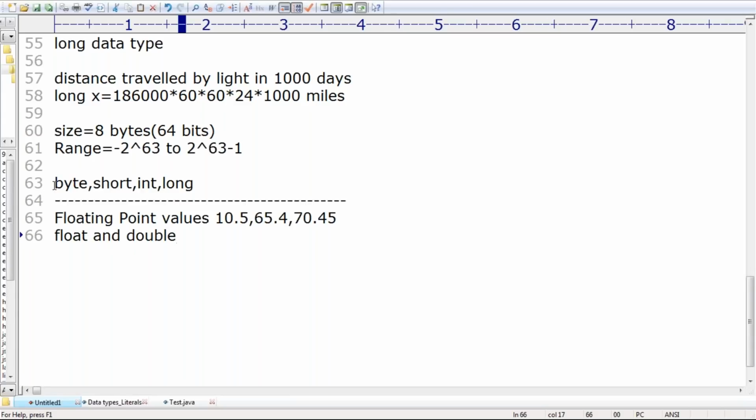Can you please tell when we should go for byte? Observe carefully. If you want to represent very small integral values, then we can go for byte. Next level value, short. Normal range, int. Very bigger values, long. Clear? Similarly, when should we go for float, and when should we go for double? Anyone, can you please guess?